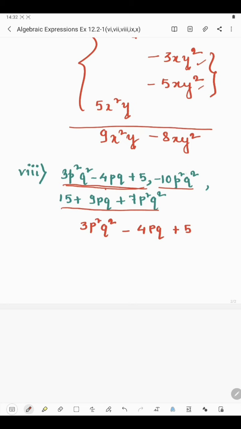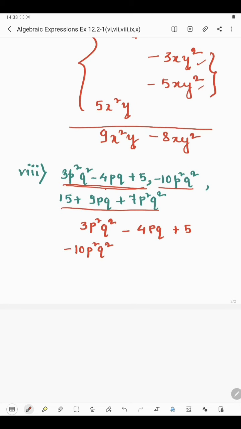Now coming to the second expression, we have minus 10p square q square. Now the p square q square term is here, so we will have to write minus 10p square q square below 3p square q square. Okay, so the second expression we have done. We have completed writing the second expression. Now we will have to write the third expression.